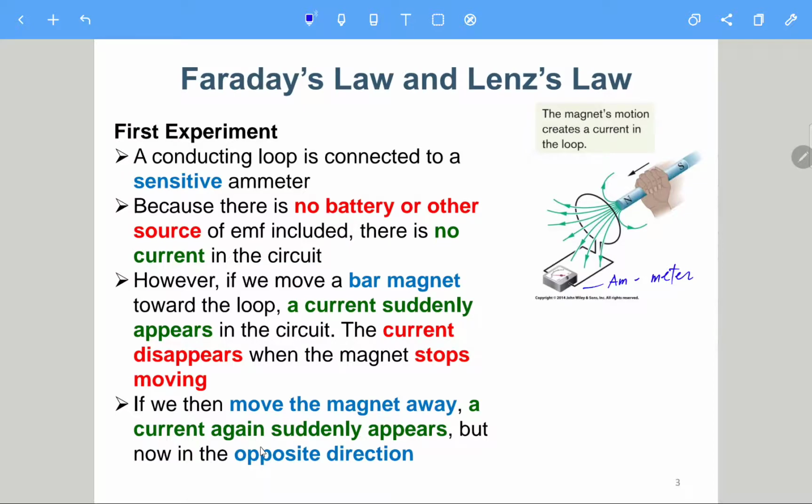So if the magnet is moved closer to the loop, in this direction, then the induced current will be clockwise. And then if it stops, there is no current. And if we move the magnet backward, then the current will be counterclockwise.